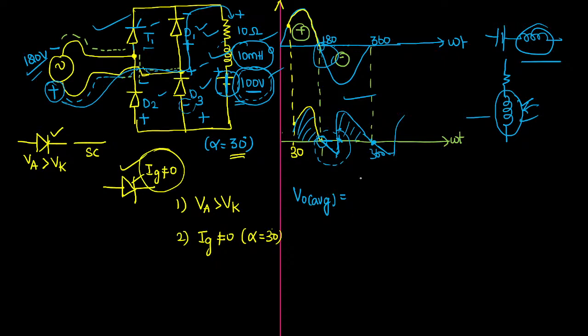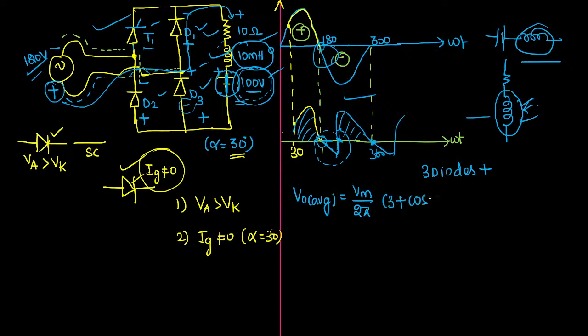So here, instead of wasting time, I am directly writing the formula. Whenever 3 diodes are given with one thyristor, the value of V0 average for the full bridge rectifier will be Vm by 2 pi into (3 plus cos alpha).